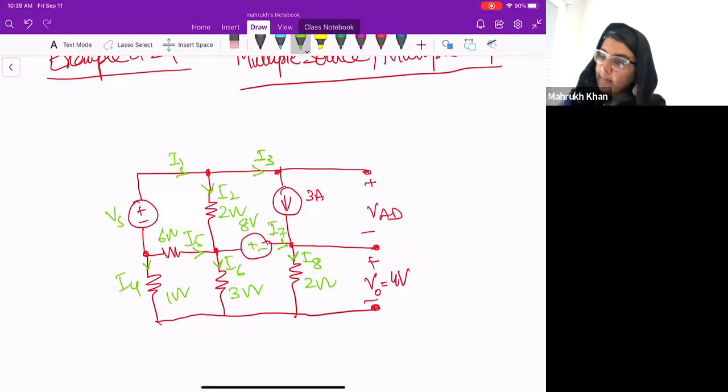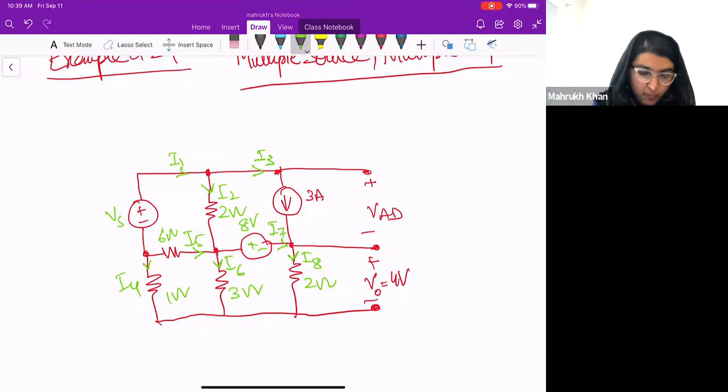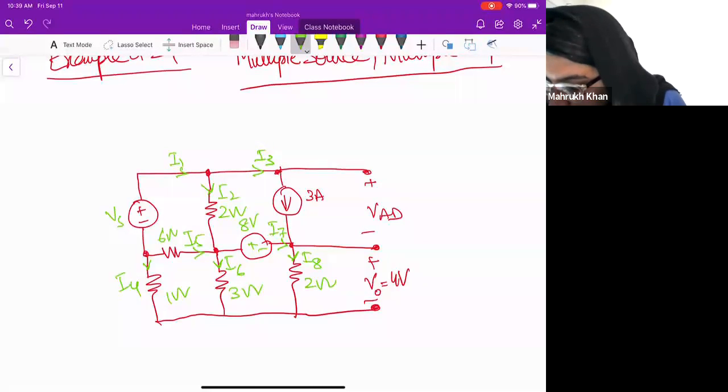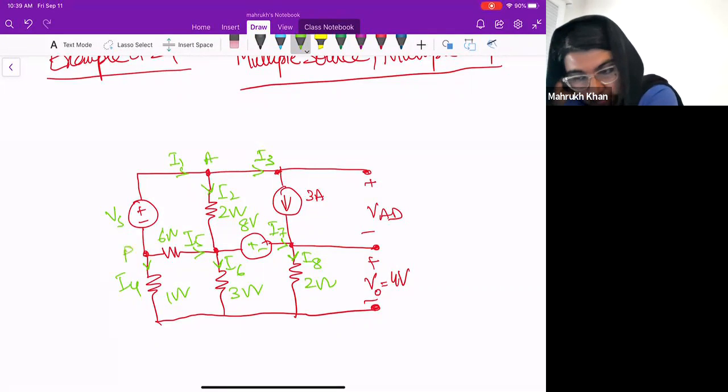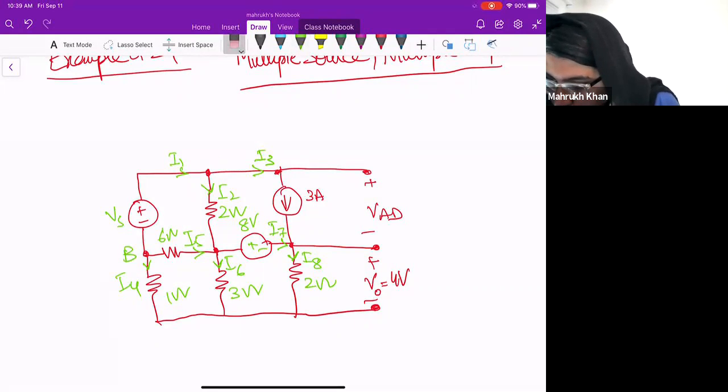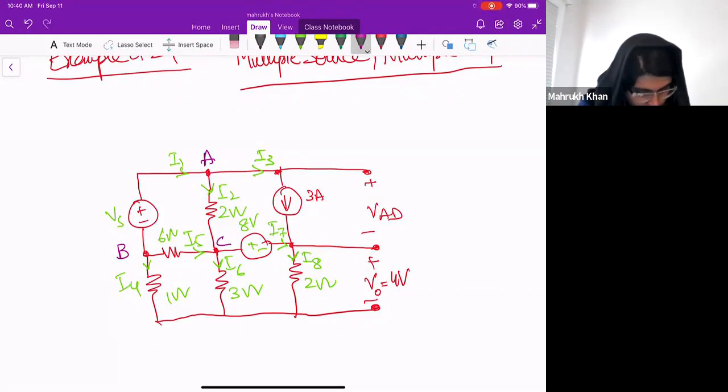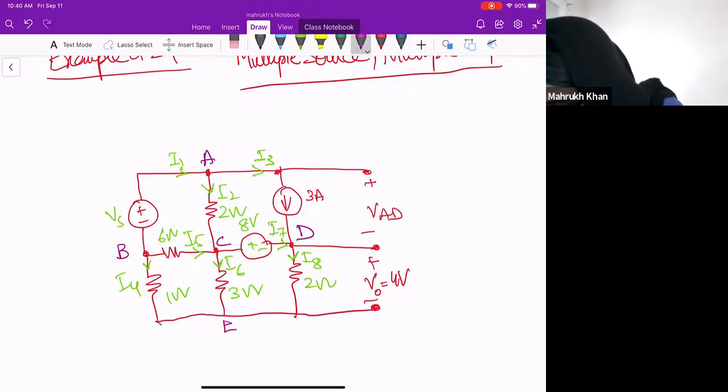Okay. So it's important to know what we want to find, right? They said find the value of Vs and the voltage across current source VAD. So it means that we have to define nodes as well. So this is A, this is B, this is A, this is B, this is C, and this is D, and this common node is E.